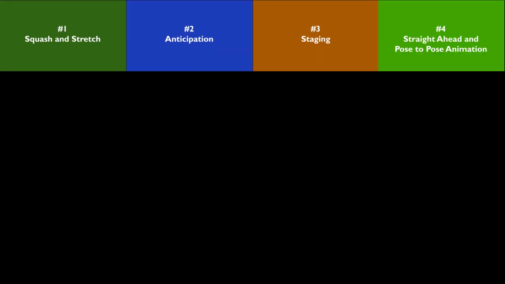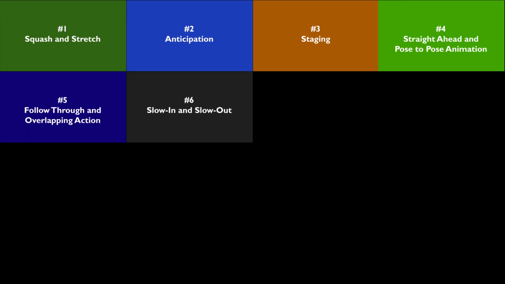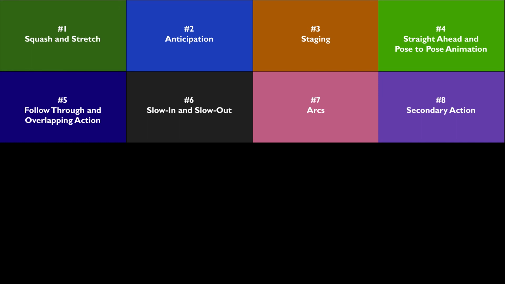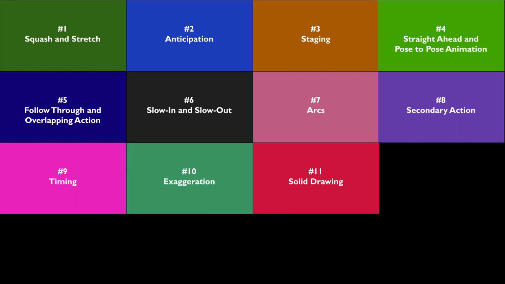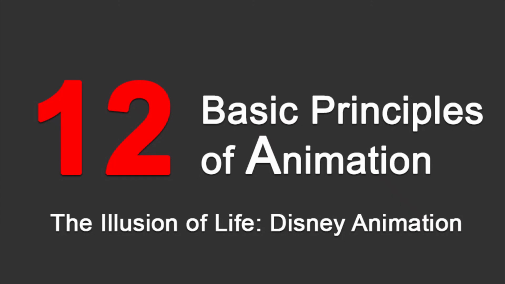Squash and stretch, anticipation, staging, straight ahead and pose-to-pose animation, follow-through and overlapping action, slow in and slow out, arcs, secondary action, timing, exaggeration, solid drawing, and appeal. Animation was forever changed with the introduction of these 12 principles of animation. The successful implementation of these techniques creates a more fluid, dynamic motion and movement in all forms of animation.